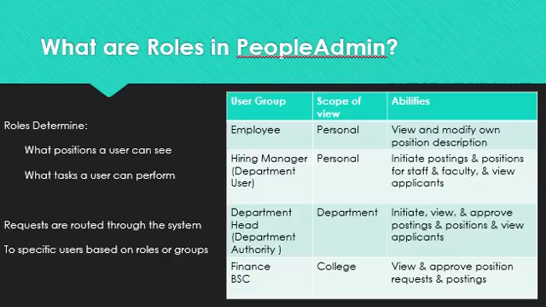Department users are able to initiate postings and position descriptions for staff and faculty, and view applicants. Department authorities have all the access of the department user, plus all of the positions within their department org. They also are able to initiate, view, and approve postings and positions, and view applicants.